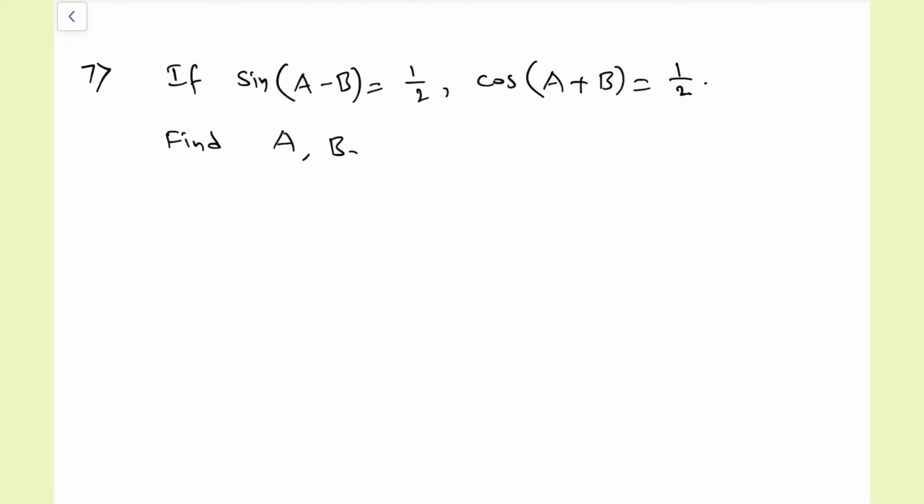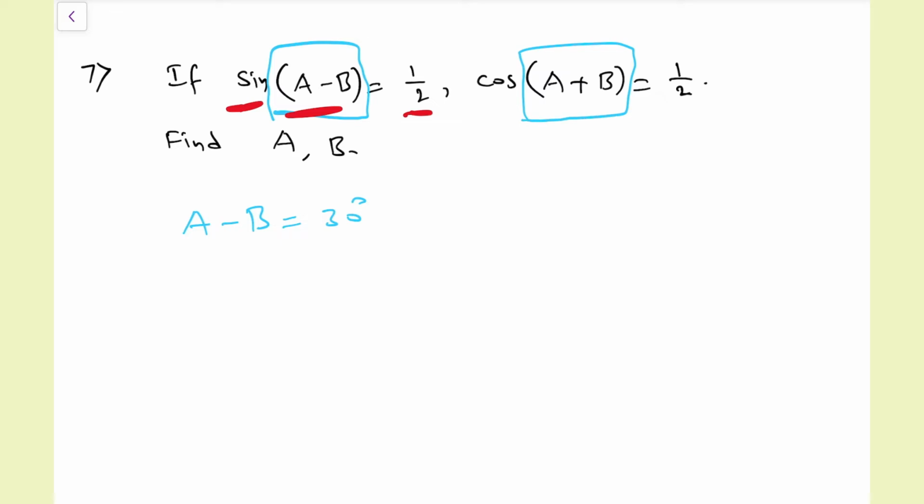If sin of A minus B equals 1 by 2, cos of A plus B equals 1 by 2, then find the values of angle A and angle B. Sin of A minus B equals 1 by 2. In sin, which angle is 1 by 2? That is 30 degrees. So it means A minus B value is 30 degrees. So that we can read it as sin 30 is 1 by 2. Then coming to the second, cos of A plus B is 1 by 2. In cos, which angle is 1 by 2? That is 60 degrees. So A plus B equals 60 degrees.